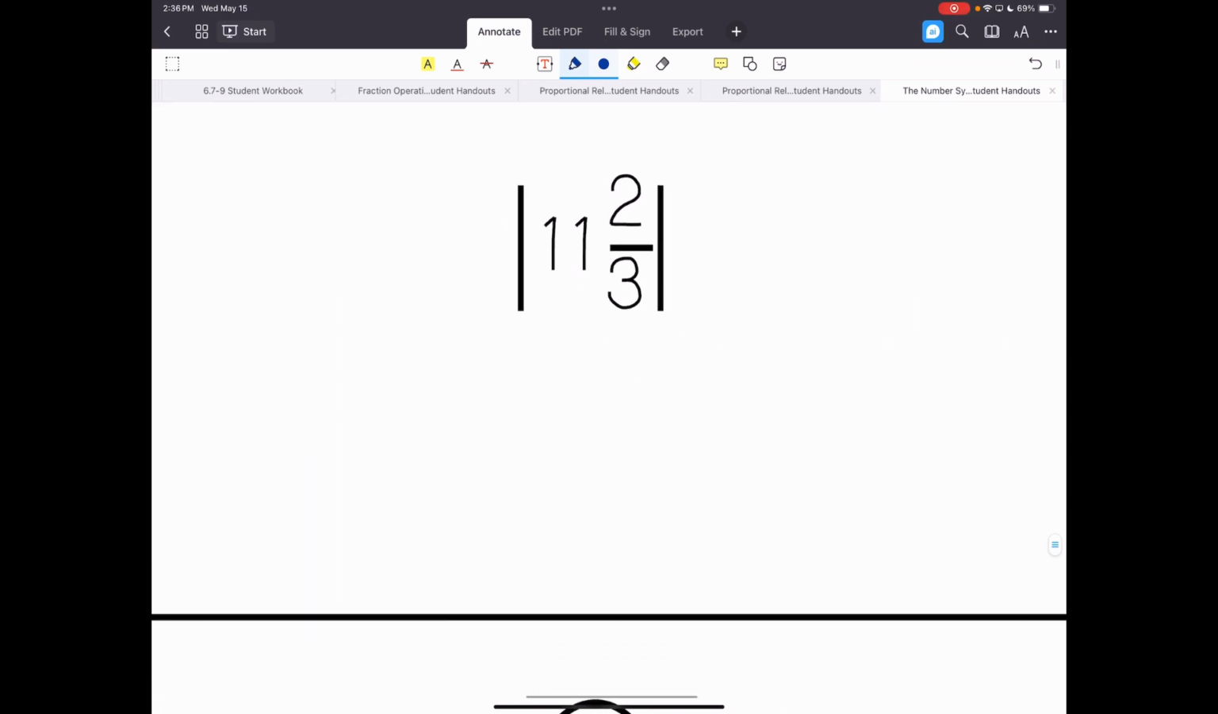The next one, same thing, the absolute value symbols right here, the 2 lines, means the distance from 0. And so it's just 11 2/3 units.